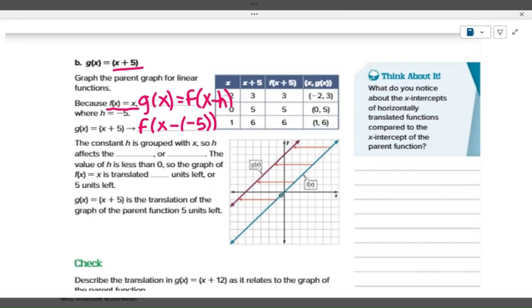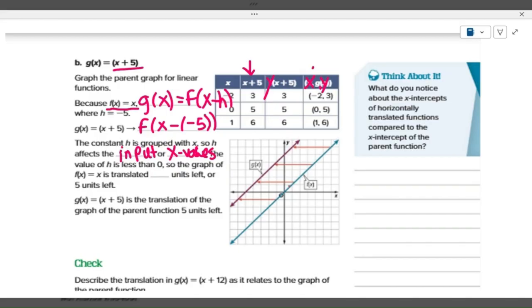Okay, so our h value is negative 5, and then we have a transformation happening with the x. The constant h is grouped with the x, so h affects the, this time, input instead of output. Input or the x values, and you can see that in the table. So here we have our x, and then we are adding x plus 5. So our function y equals x plus 5 results in these new coordinate points. Remember, this is just your x, and this is just your y.